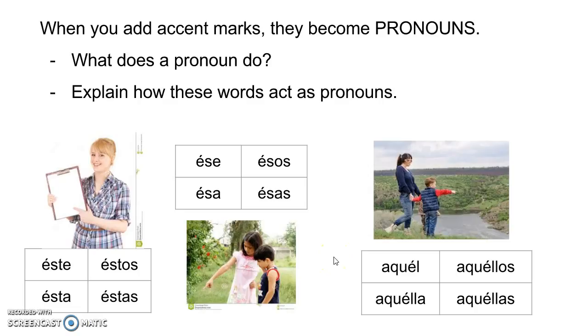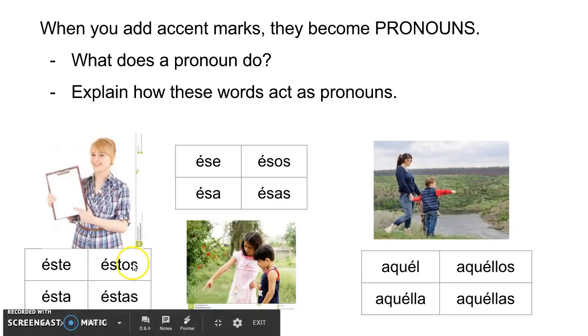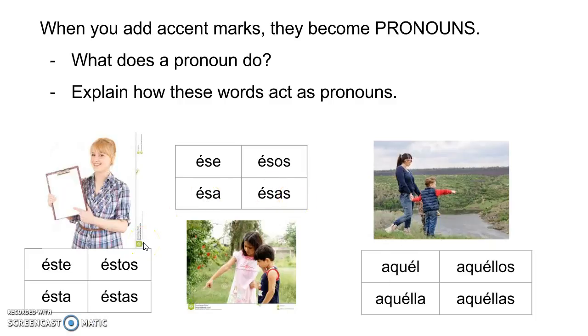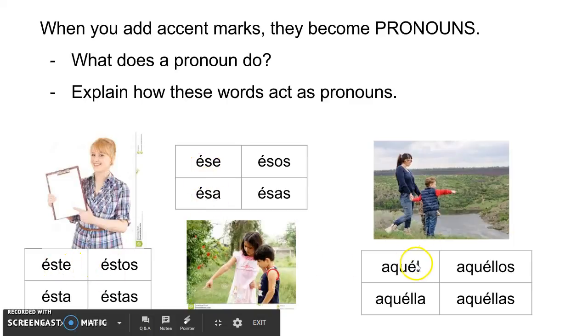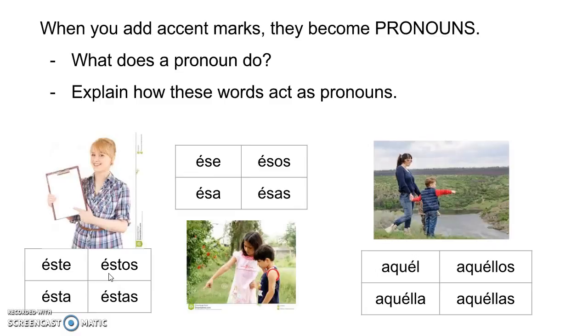Just like in English, these words can be pronouns in addition to being adjectives. How do they look different? Well, if you're looking at these charts right here and you're thinking, well, they don't really look very different, it's really the same word and it's pronounced the same way. Ese, esa, este, aquel, aquellas, whatever. There's just an accent mark on there that makes it a pronoun instead of an adjective.